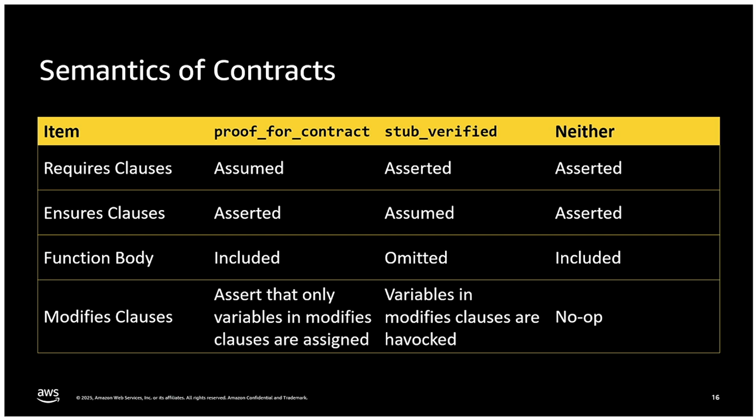Yes? Why do you need to have the modifies clauses? Why can't you do something like all the variables which come through mutable references? Yes, great point. With the Rust type system, as many people mentioned earlier, we should be able to infer that, and that's what we're planning on doing. We're not there yet, so you have to specify them manually, but that's absolutely correct.